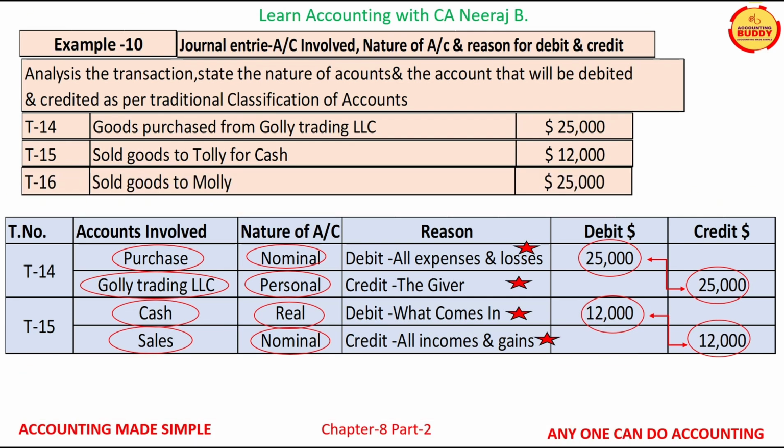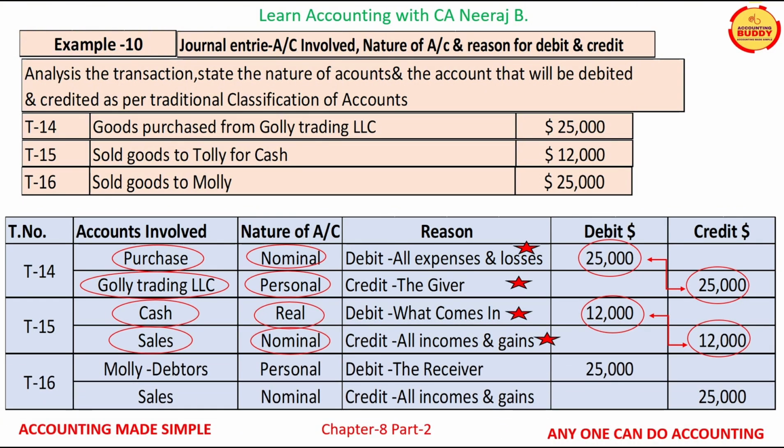Transaction T16 is goods worth $25,000 are sold to Molly. The two accounts which are getting affected are Molly's debtor account and sales account. Molly's debtor account is a personal account and the rule regarding the personal account is debit the receiver.